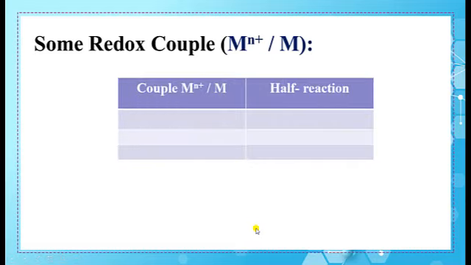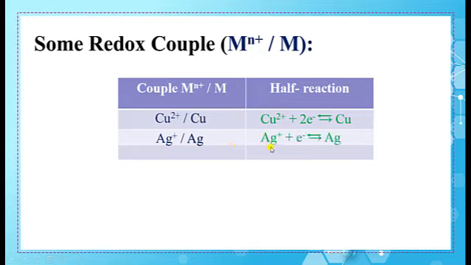Some examples of redox couples are Cu2+/Cu. The half reaction can be Cu2+ plus 2 electrons give Cu, or Cu gives Cu2+ plus 2 electrons. Another couple is Ag+/Ag. The half reactions can be Ag+ plus 1 electron gives Ag, or Ag gives Ag+ plus 1 electron. Another example is Zn2+/Zn. The half reaction can be Zn2+ plus 2 electrons give Zn, or Zn gives Zn2+ plus 2 electrons.